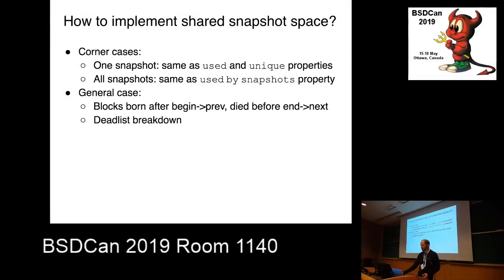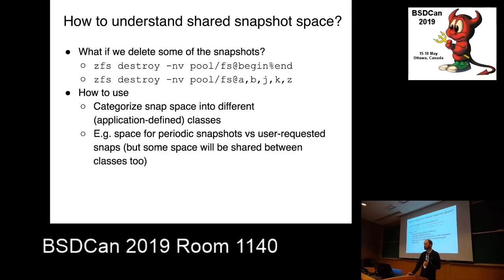Okay, so now, how could we implement this? We've seen two corner cases already, which I mentioned: if you're asking about one snapshot or all the snapshots. But in the general case, we only really care about the first example where you're looking at a contiguous range. If you're looking at several destroyed ranges, then you can just calculate each of them separately and then add them all up, because the lifetimes of blocks are contiguous. There's no afterlife.